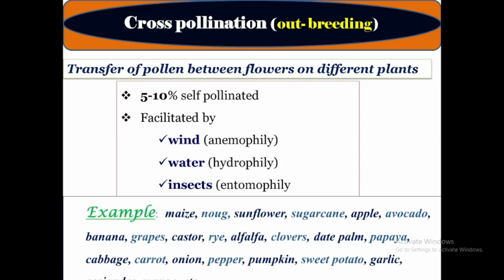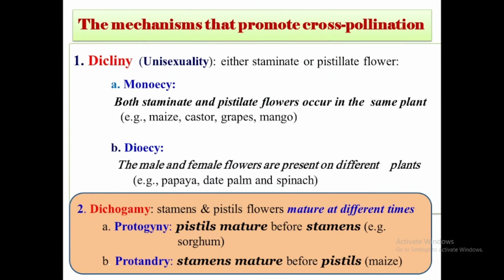Mechanism promoting cross-pollination. 1. Dicliny. It refers to unisexual flowers. This is of two types. The first one monoecious and the second one is dioecious. When male and female flowers are separate but present in the same plants, it is known as monoecious.